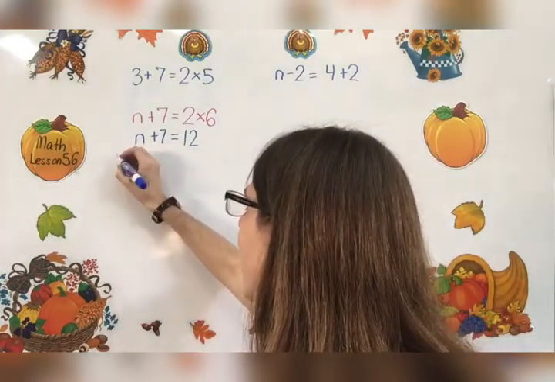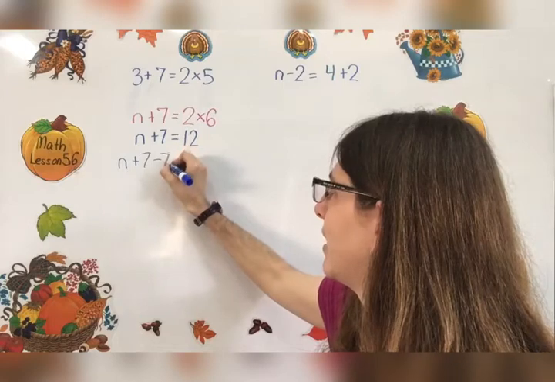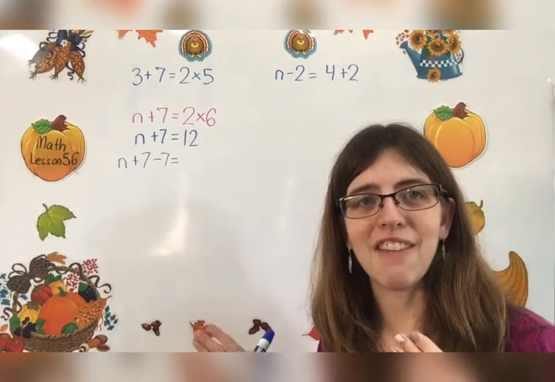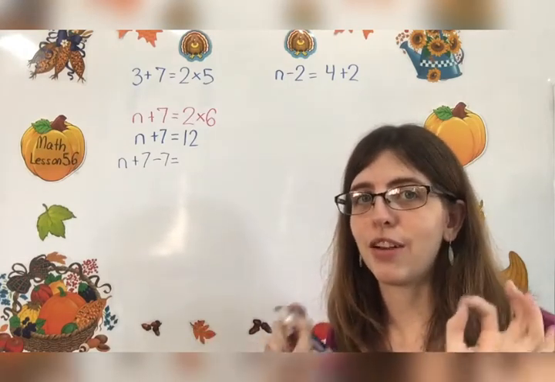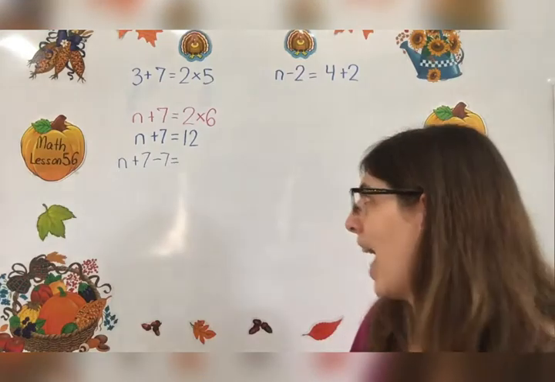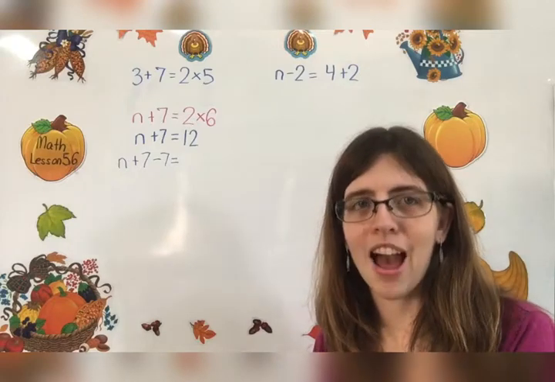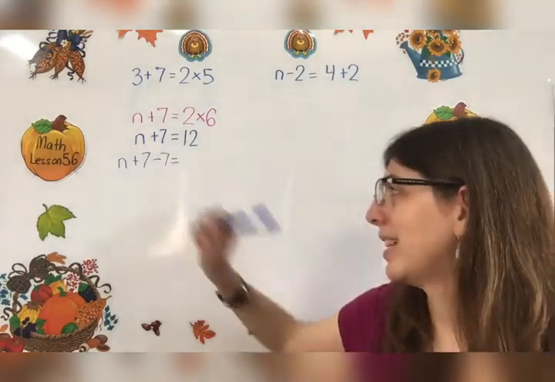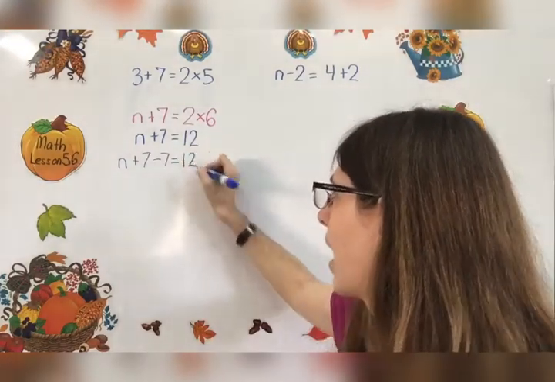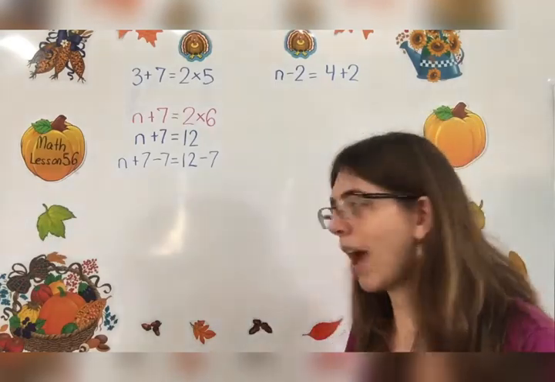So I have n + 7 - 7 =. So this is the opposite. This will get rid of my 7. But I have another very, very important rule. You can never, ever forget this rule. Whatever you do to one side of the equation, you have to do to the other. So because I subtracted a 7 here, that means I have to subtract a 7 on the other side of my equal sign. So I have a 12 here. I have to subtract 7 from my 12.